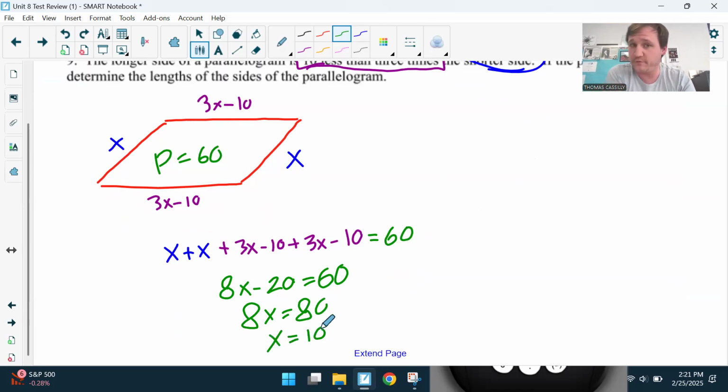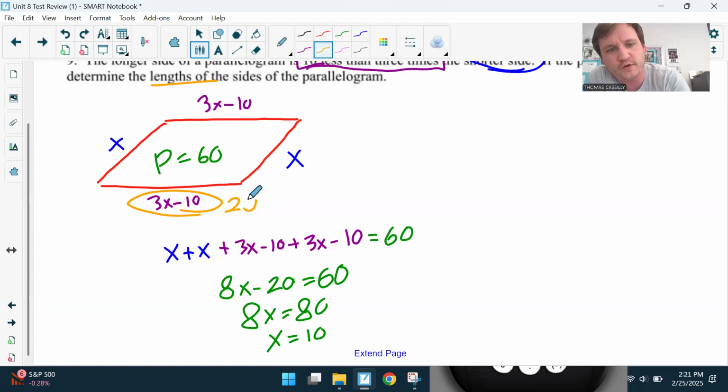We're not done. That was the hard part. Do not skip the easy parts. They want us to find the lengths of the sides, so plug it in. This piece right here, 3 times 10 is 30, minus 10 is 20. So we have 20 on top and on bottom.